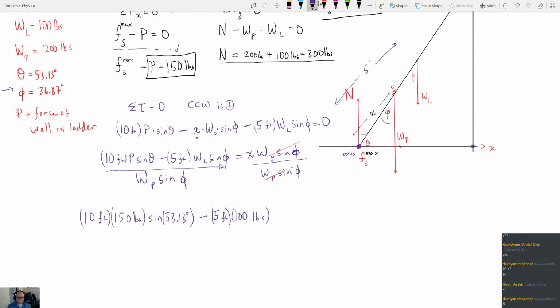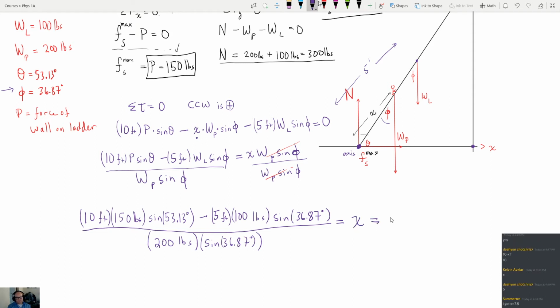5 times 100, and then sine of phi now. That's the other angle. And all of that is divided by WP sine phi. The weight of the person was 200 pounds. And then sine of 36.87. So you want to throw all that into a calculator. And I'm willing to bet that that's the right answer. I'm going to say it's going to come out to be some 7.5 number.